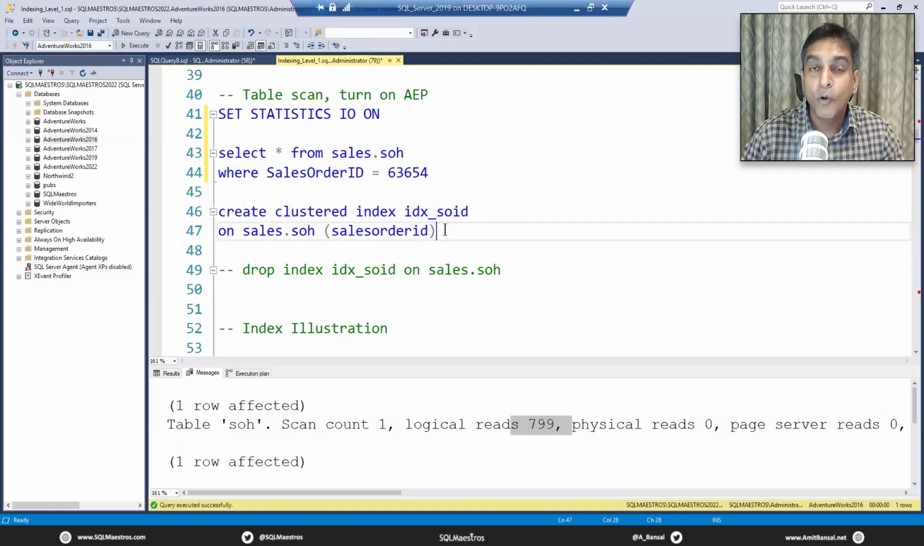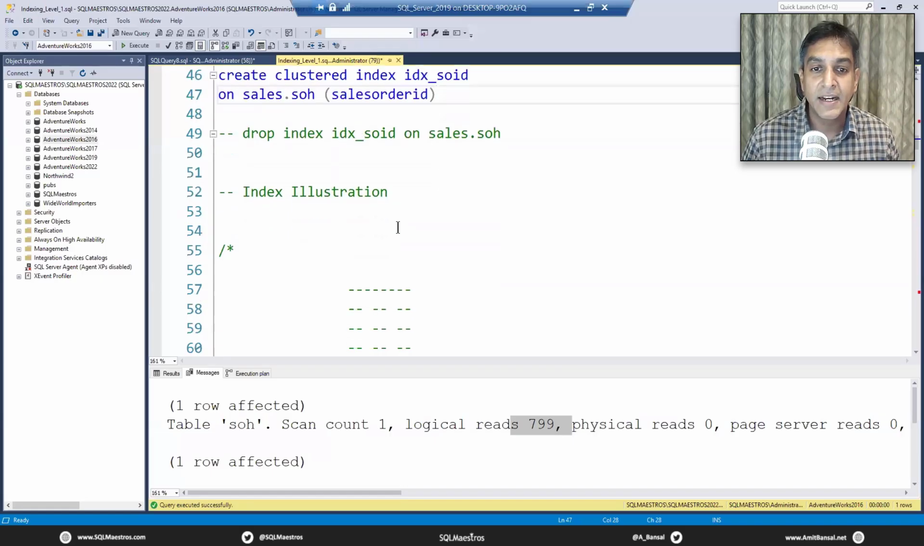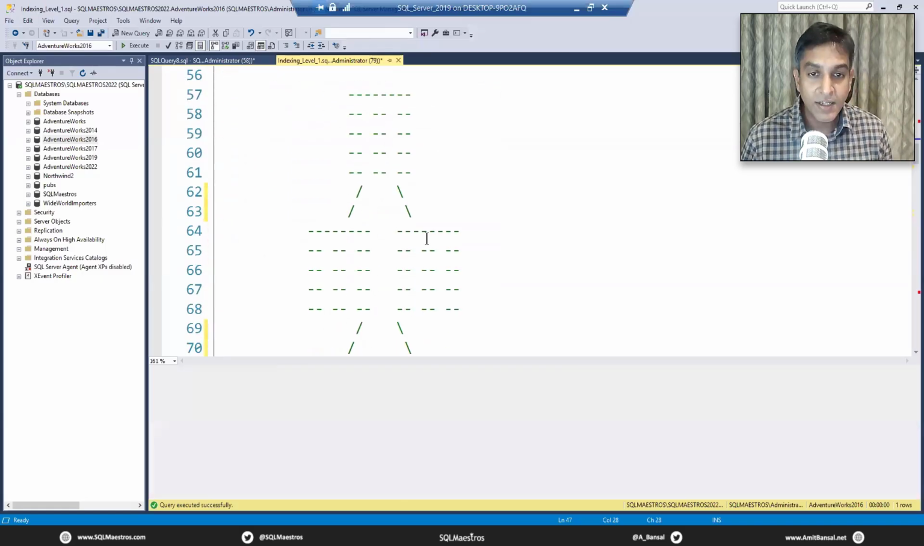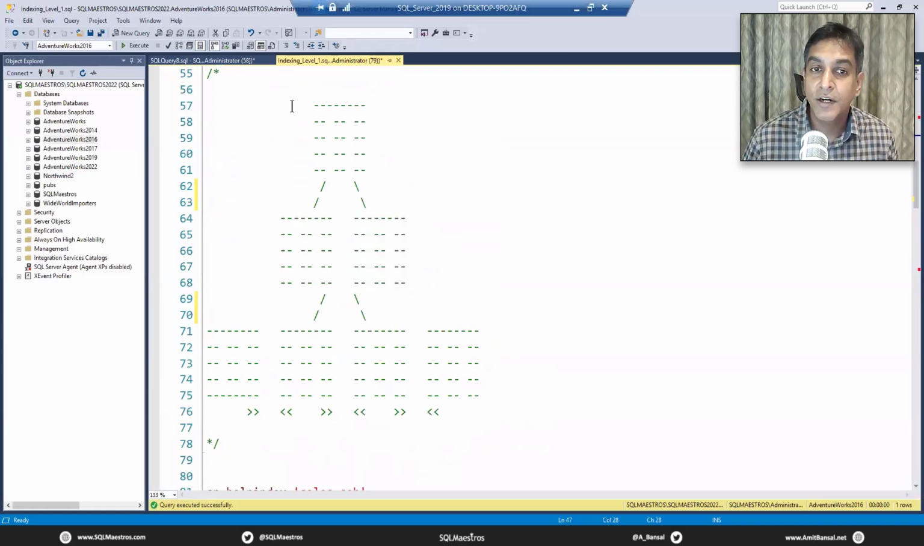You may want to have the data already sorted in the fashion in which the query is going to ask for it, those kind of things. But I did also mention that that's a longer discussion, and maybe we'll do it in some other webinar. So we created the clustered index and then I explained this is what the index structure looks like.